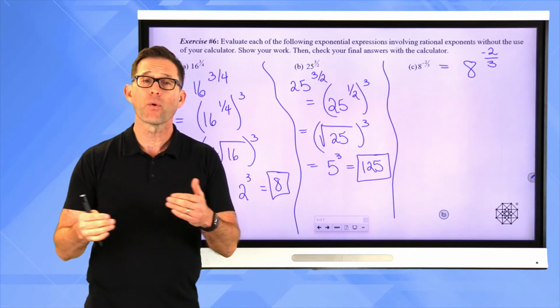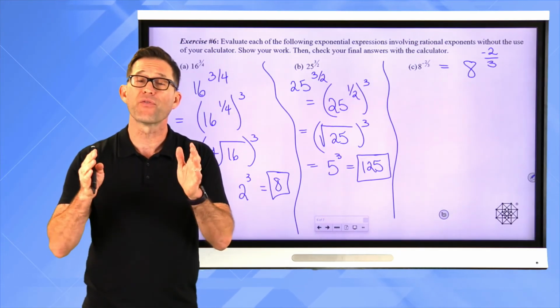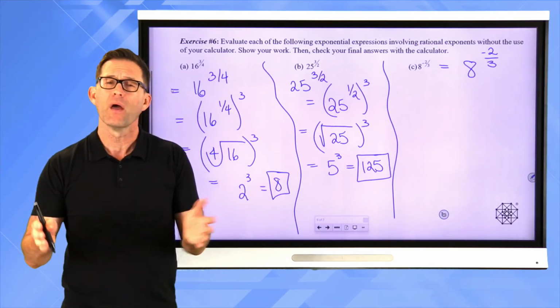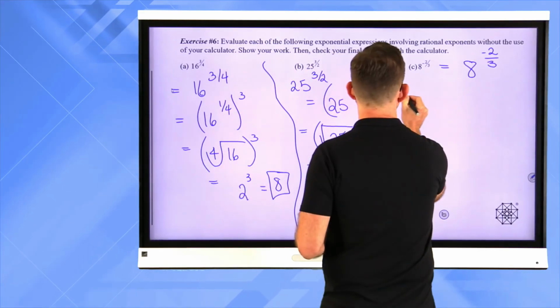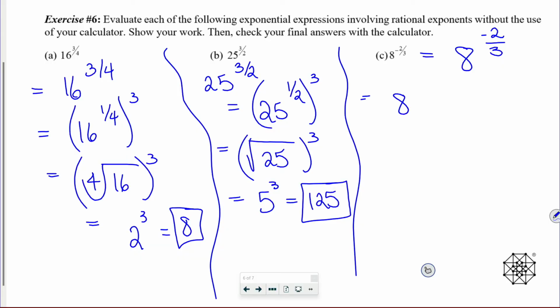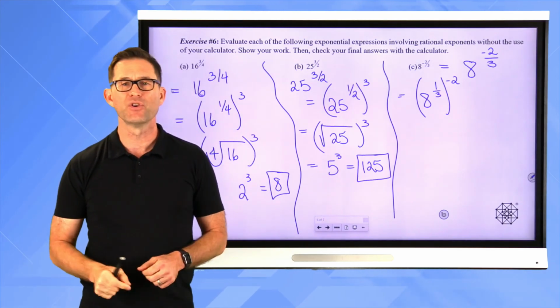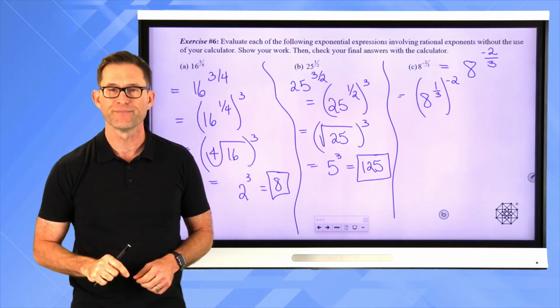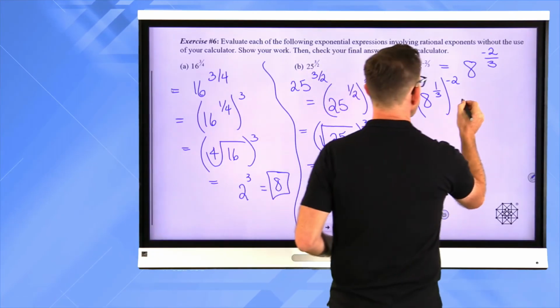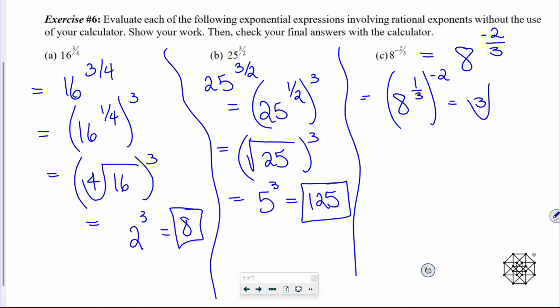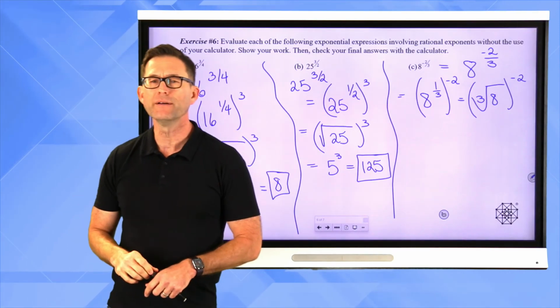There are lots of different ways that you can therefore think about this problem. I think I might break it up first like this. I think I'm going to break it up as 8 to the 1/3 raised to the -2 power. All right? Definitely 1/3 times -2 is the same as -2/3. All right, and I'm going to do that because I can then write this as the cubed root of 8 to the -2. All right?